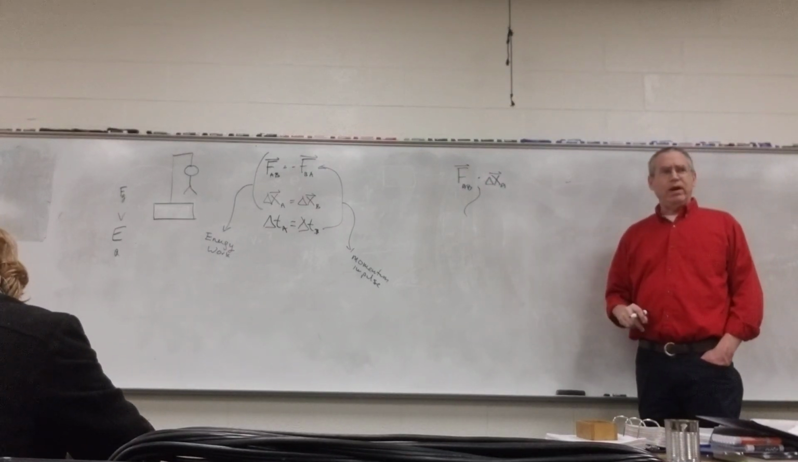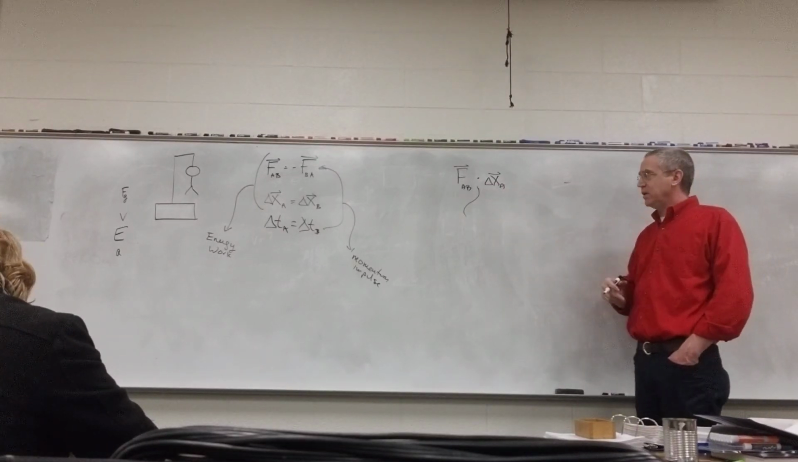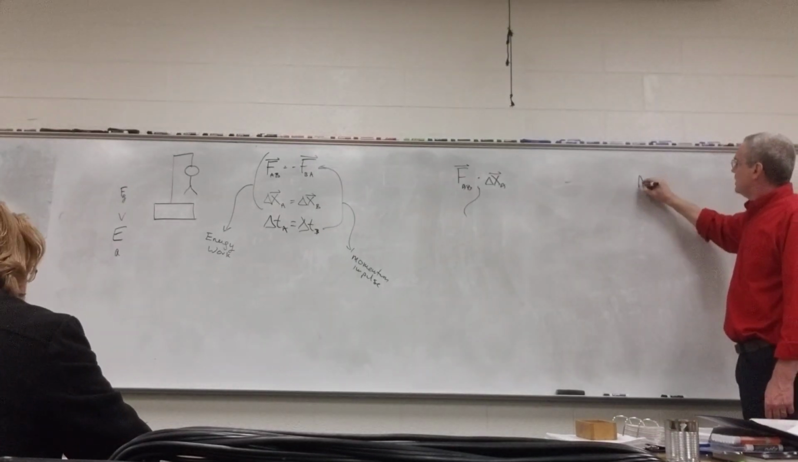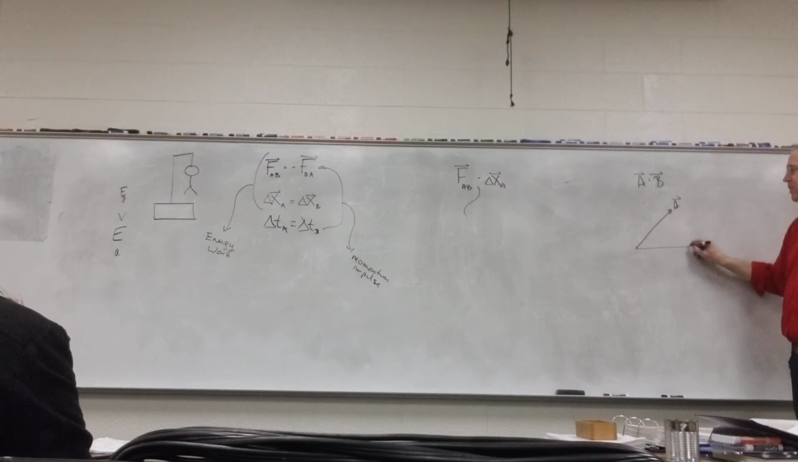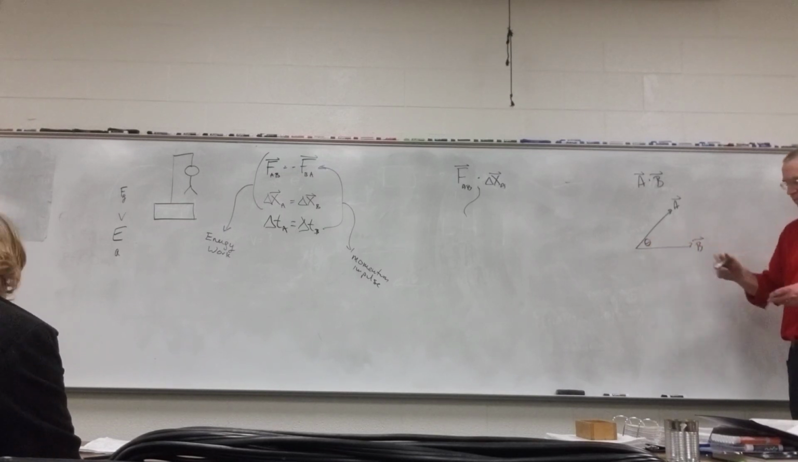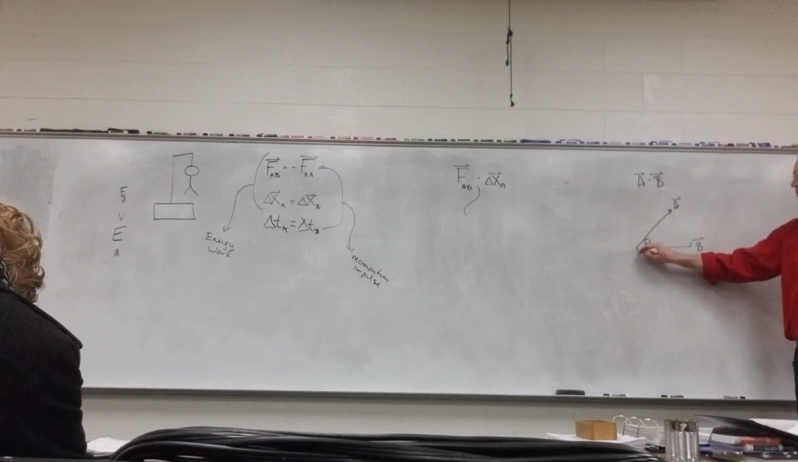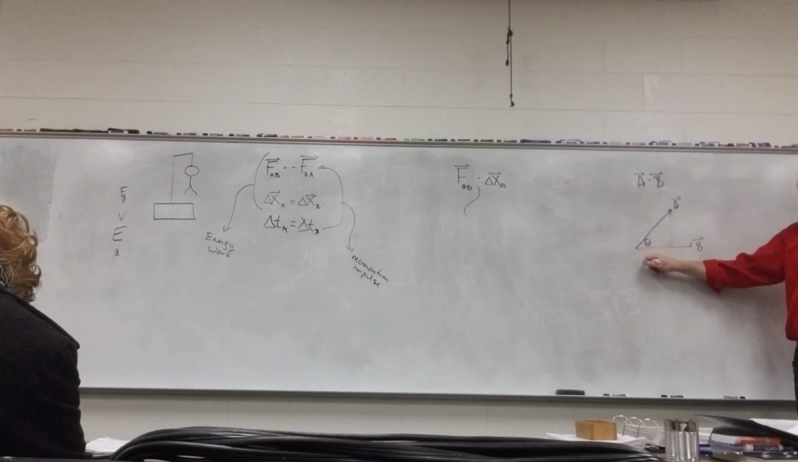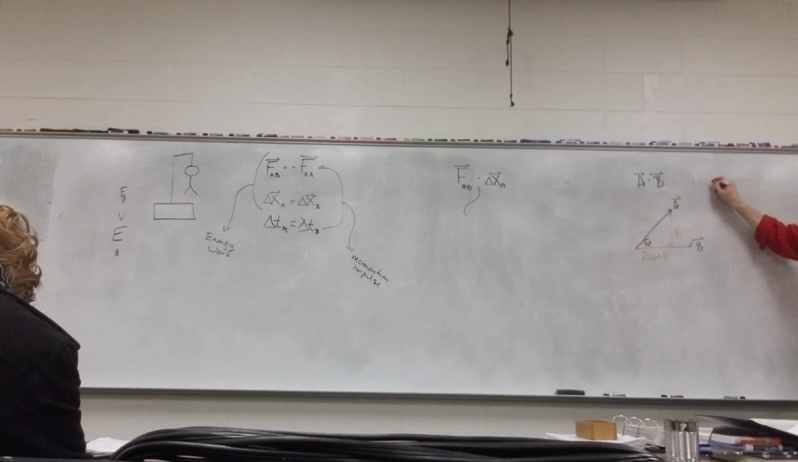Dot product cares about the parallel. How much of the force is in the direction of the displacement? Either parallel or anti-parallel. So if I take a dot product of A dot B, I have some vector A here, some vector B here. How much of A is in the direction of B? Take some angle theta. And so we can break A up into its components. This is A cosine theta. This is A sine theta. And so A dot B would be A cosine theta times B.